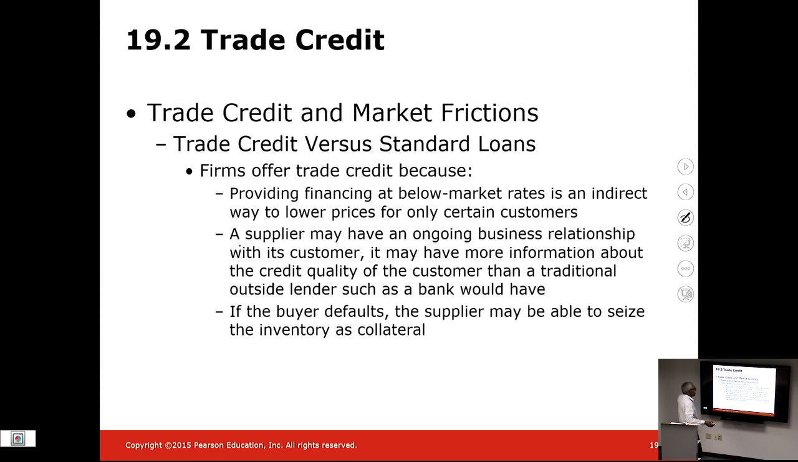Firms offer trade credit because it's an indirect form of financing. It's an indirect way to lower prices for customers who are prompt in their payment. It also creates opportunities for business relationships. A long-term business relationship with customers helps businesses curry favor with customers, which means they can keep them in the fold for a longer period of time.